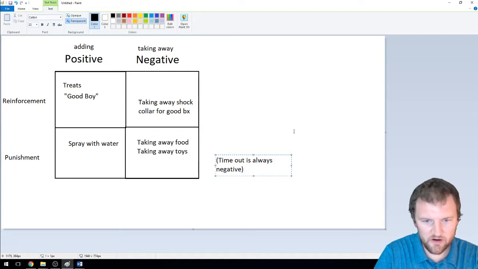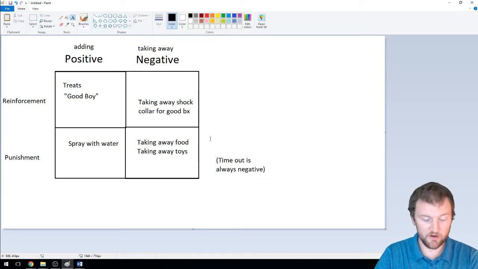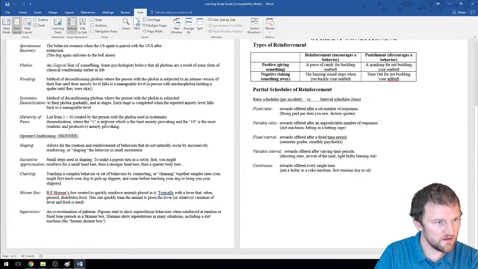This you just have to memorize because it doesn't completely make sense. But timeout is always negative punishment. So timeout is like taking away freedom. That's just what it is. We won't talk about that yet.